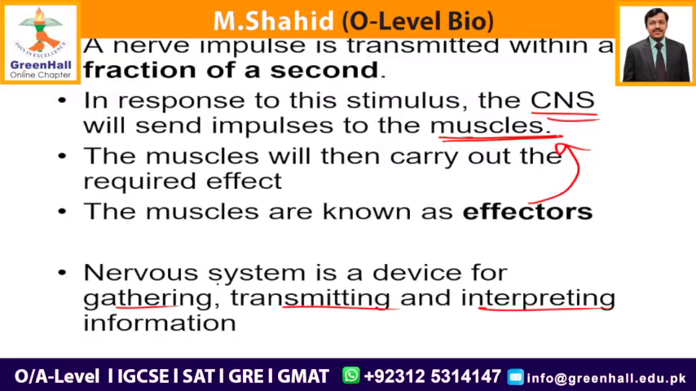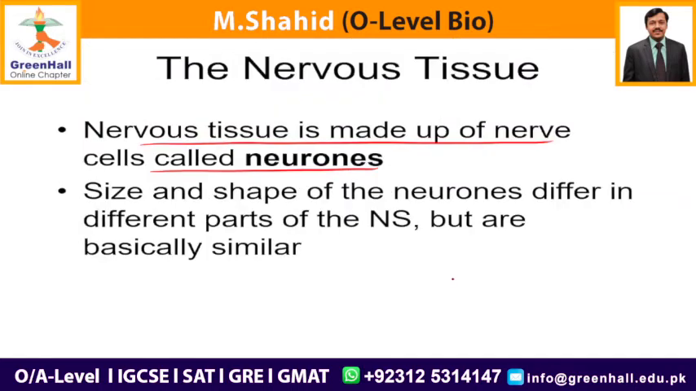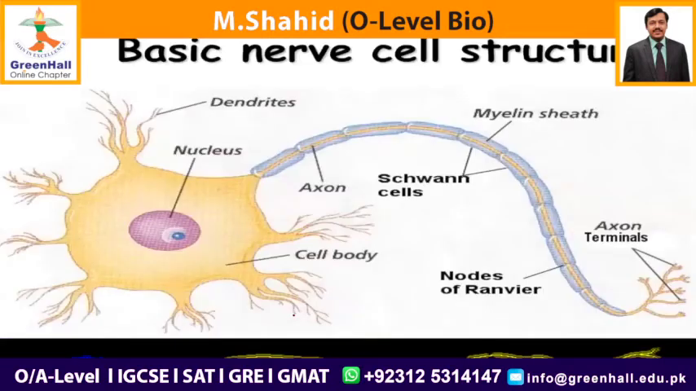The CNS will send impulses to the muscles. So that will be a nerve impulse. Okay, as we said, it sends nerve impulses to the muscles. The muscles are acting as effectors. They will carry out action according to those instructions. Understand? Okay. Now we can have three types of neurons: sensory, motor, and relay neuron.